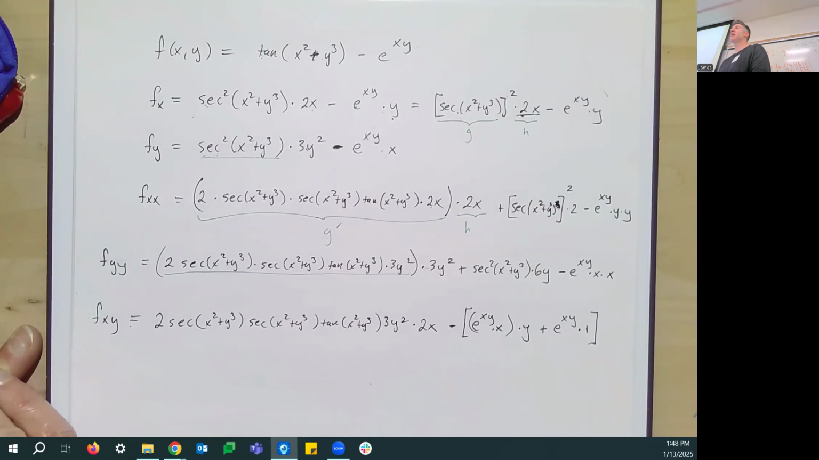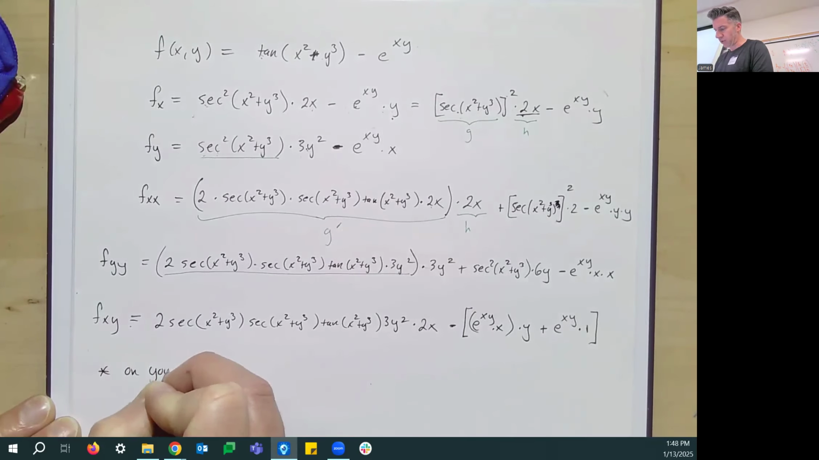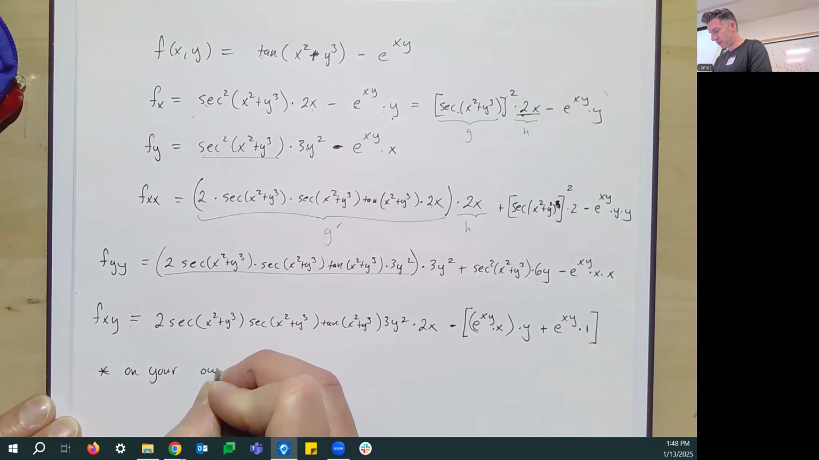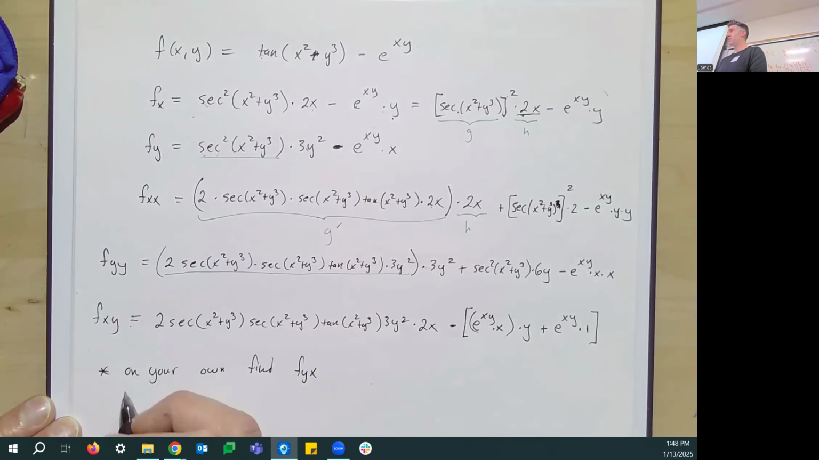So you can see that higher order derivatives really can spiral out of control really quickly if the function is even a little bit funky. Let's look at a less terrible example. We've got time. So on your own, when you have a chance, find f_yx and show that it's the same.